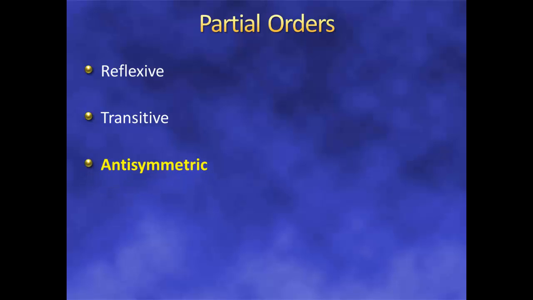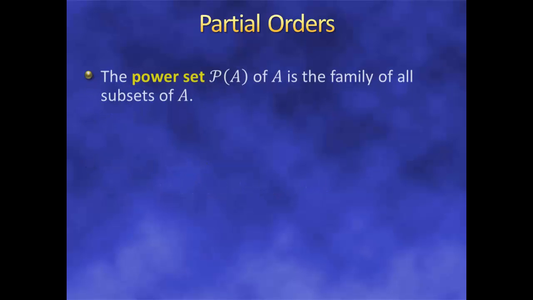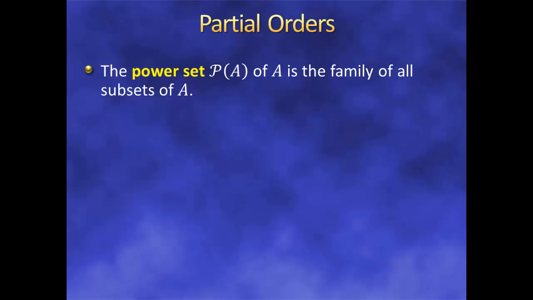This means that if x and y are different elements of A, and x is related to y by our partial order, then y must not be related to x. For example, we'll define the power set of a set as the set, or more correctly the family, of all possible subsets of that set.